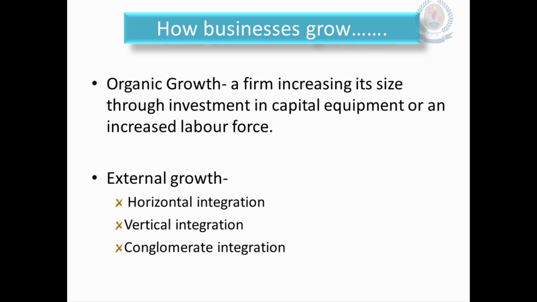How do businesses grow? Firms may grow in size in two ways, by organic growth and by external growth. Organic growth means a firm increasing its size through investing in capital equipment or an increased labor force. Organic or internal growth involves expansion from within a business, for example, by expanding the product range or number of business units and locations.